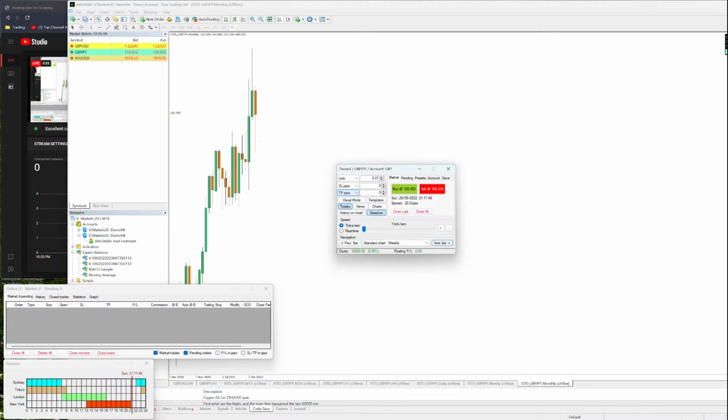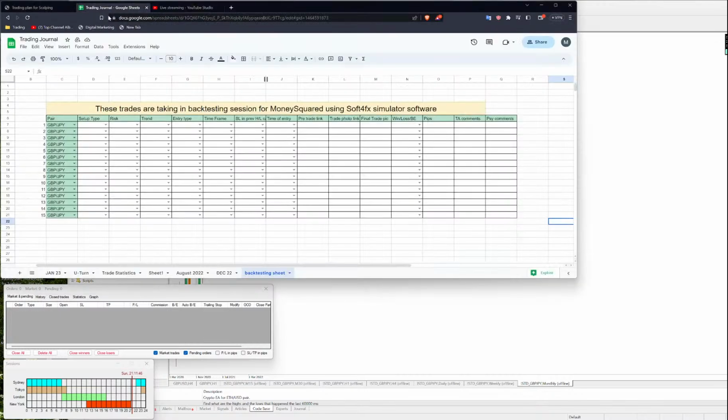However, in this backtesting session, I decided also to journal every trade. Basically, since we're doing GJ, we're gonna note which setup type, how much risk, how is the trend overall, and how was the entry, time frame, stop loss, time of the entry. And then win or loss, break even, technical analysis, and comments.